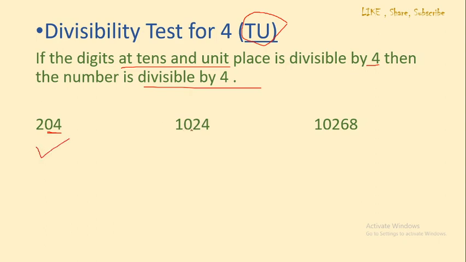Next number, 1024. Again 24, only you have to check for tens and unit. 24 is divisible by 4, right? 6 4s are 24. So this number is divisible by 4. Next, 10268, 68. Is 68 divisible by 4? Just check. 4 1s are 4, 28, 7. So 17. 4 multiplied by 17 is 68. So this whole number is divisible by 4. Okay, very simple. Let us see next.